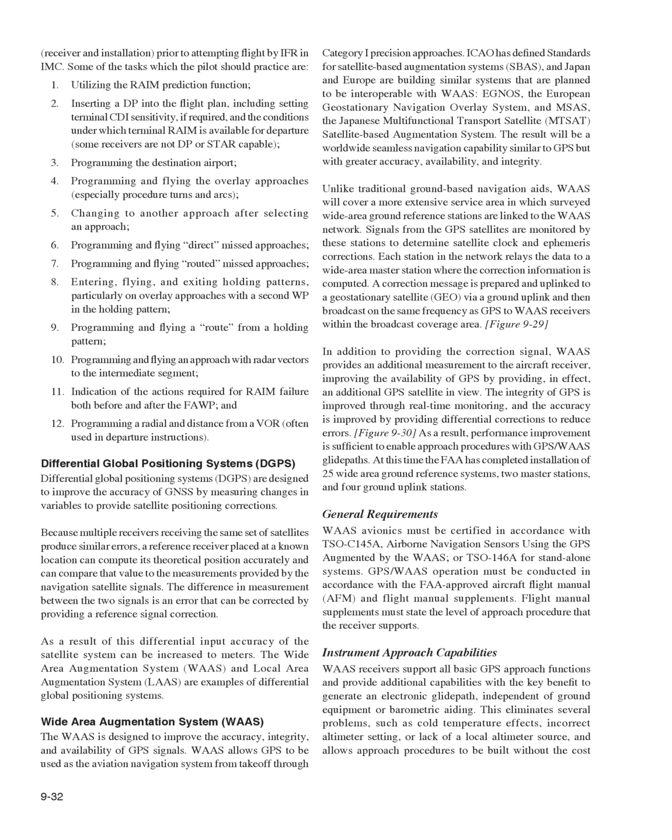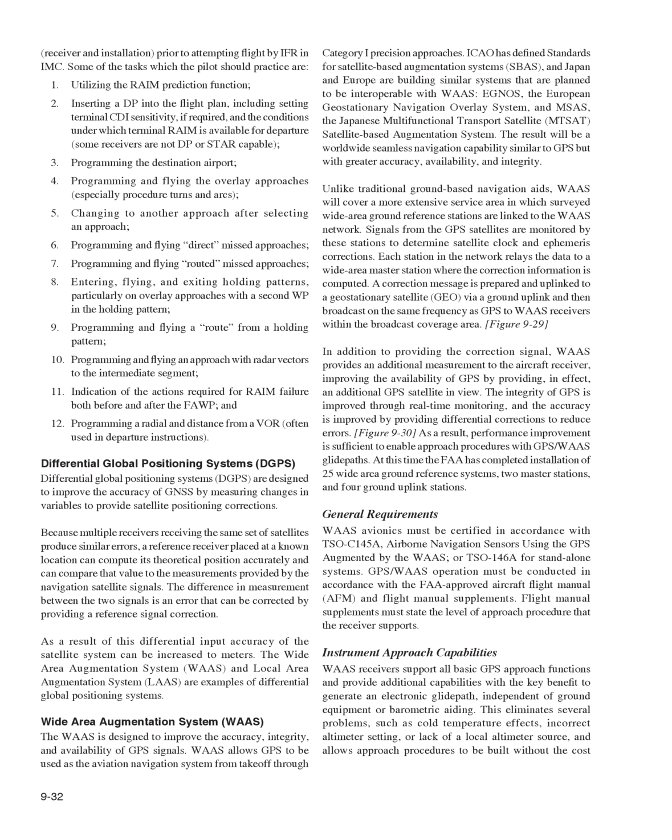At this time the FAA has completed installation of 25 wide-area ground reference systems, 2 master stations, and 4 ground uplink stations. General requirements: WAAS avionics must be certified in accordance with TSO C145A, airborne navigation sensors using the GPS augmented by the WAAS, or TSO C146A for standalone systems. GPS/WAAS operation must be conducted in accordance with the FAA-approved Aircraft Flight Manual, AFM, and Flight Manual supplements. Flight Manual supplements must state the level of approach procedure that the receiver supports.